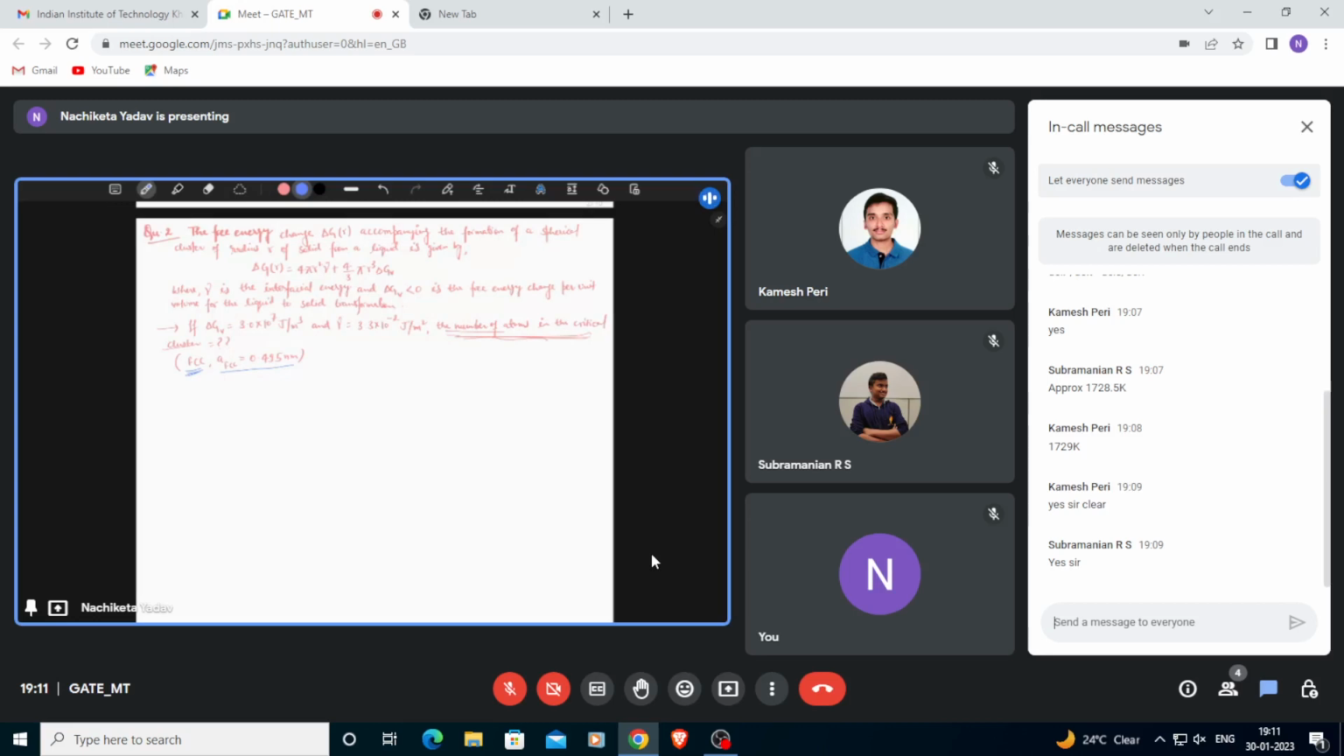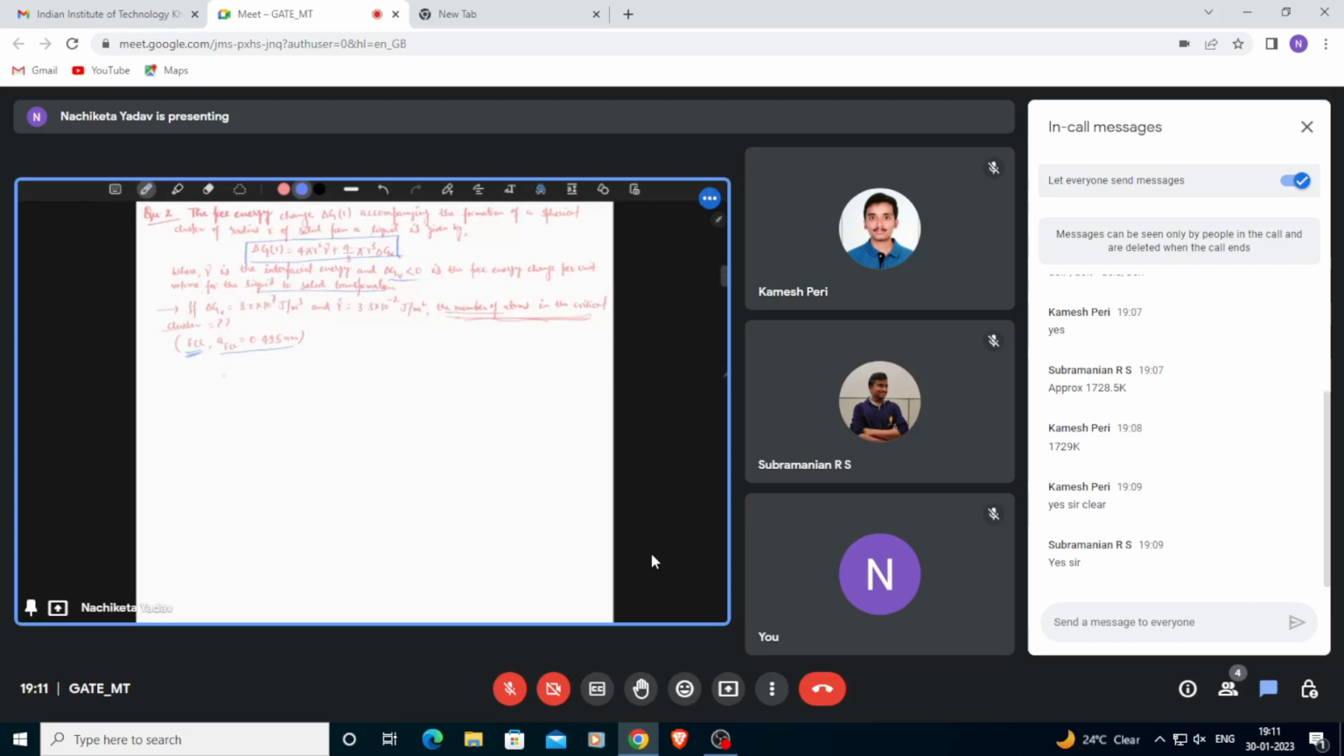Here the free energy change is given by this equation. And gamma is the interfacial energy. And delta Gv less than 0 is the free energy change per unit volume for the liquid to solid transformation. For liquid to solid transformation, delta Gv is negative. This value is given, gamma value is also given. What will be the radius of cluster? Yes, the radius of cluster, what will we do? Suppose it is R star, radius of cluster.